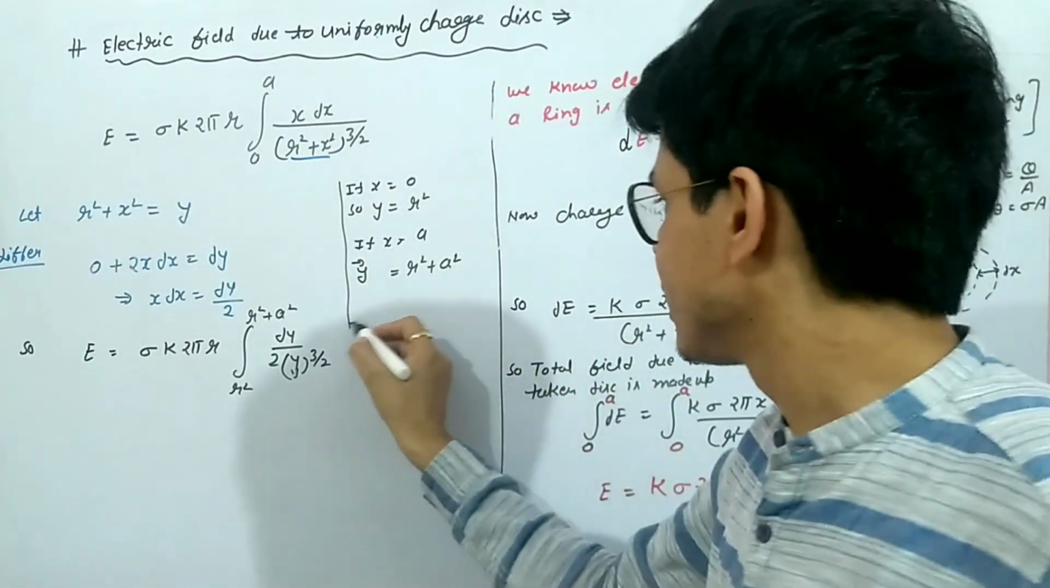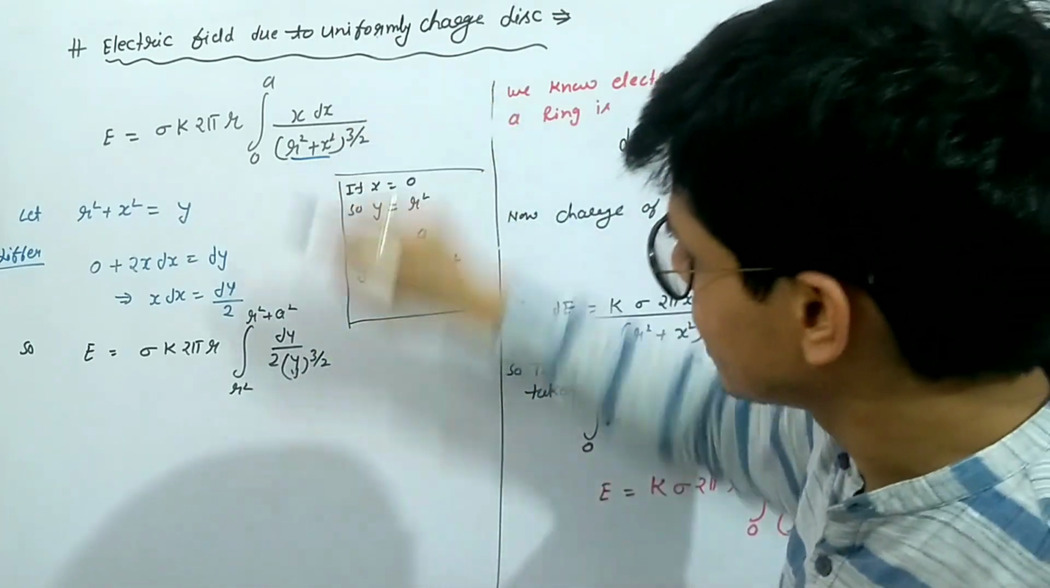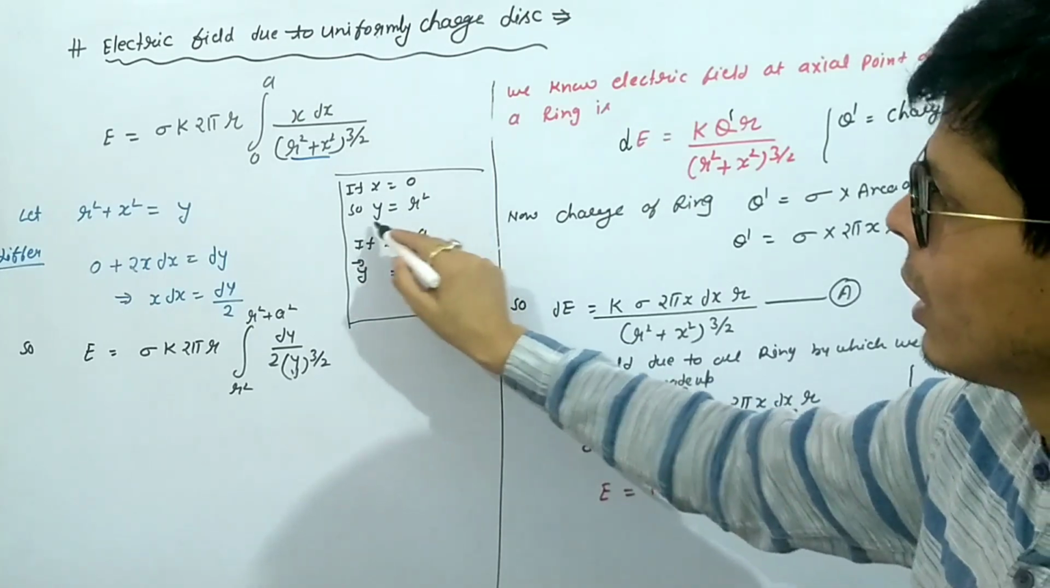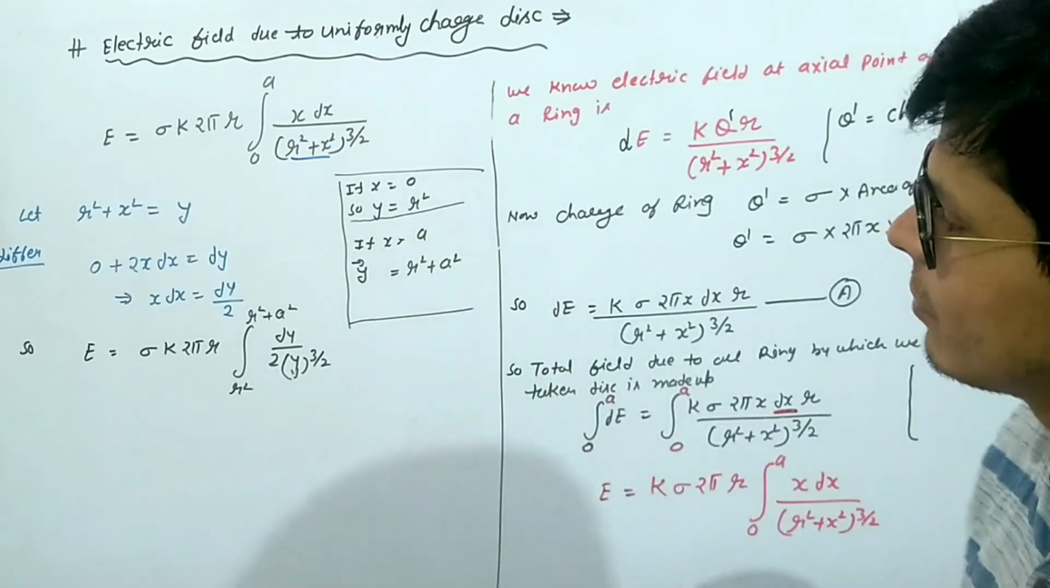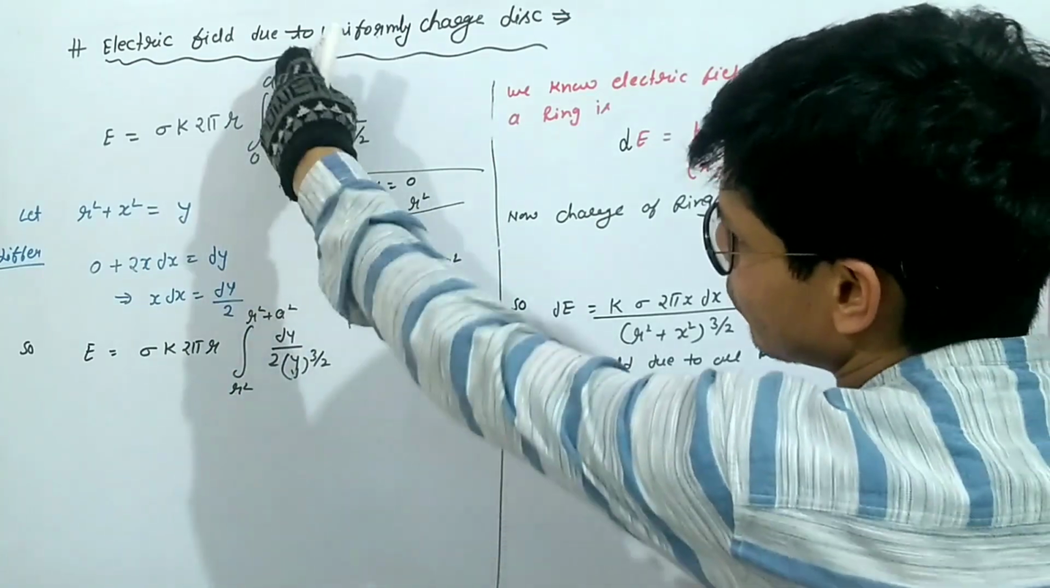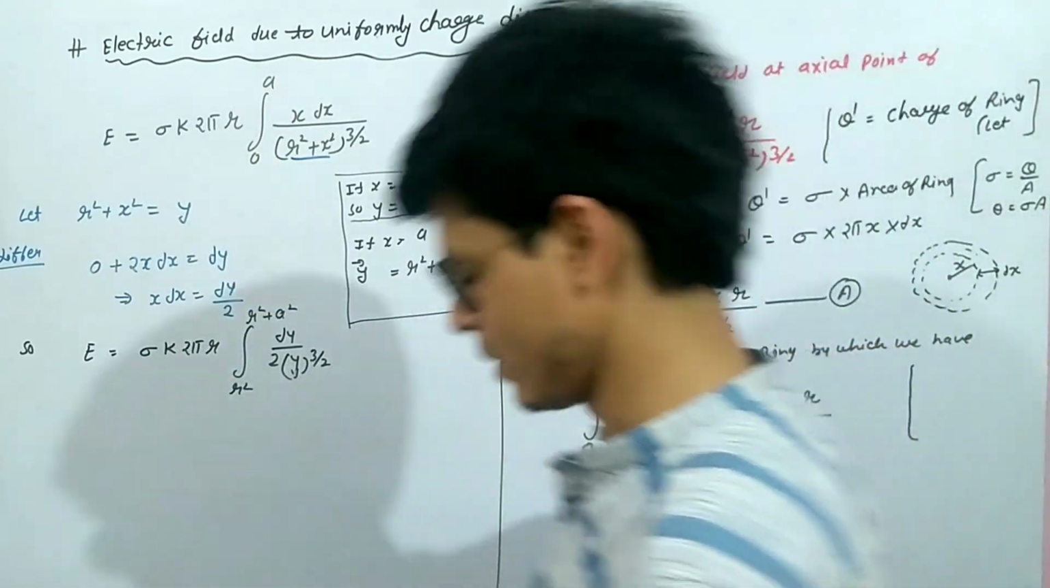When the differentiation pattern is going to change, x is becoming y, so the limit of x also has to be converted into y. So when x is 0, at that time y is coming r square. When x is a, at that time y is coming this much. Now we will solve it.